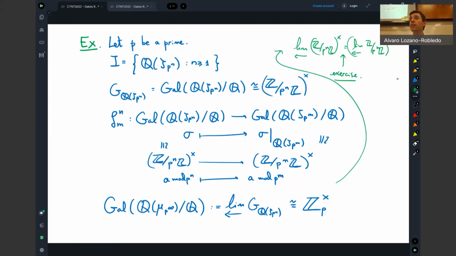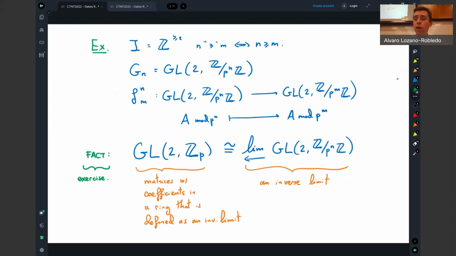Very good. So here's another example of inverse limit that I didn't do before. That is useful in the following. If I take the indexing set to be the integers bigger or equal to 2 with the natural ordering, then I can take Gn to be 2 by 2 matrices in Z mod P to the N, and then maps, which are just reduction maps, coordinate by coordinate. So if I have something mod P to the N and M is lower, then I can just reduce the matrix and reduce every coordinate.